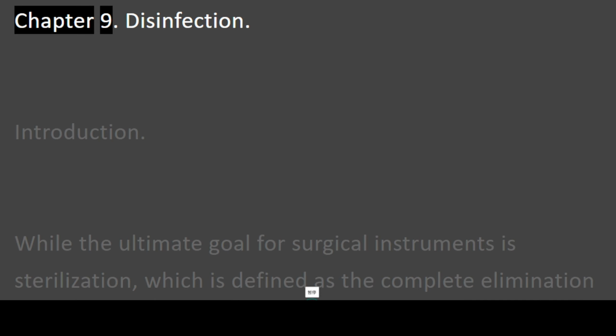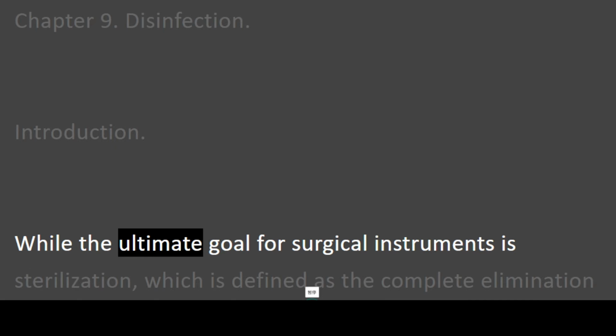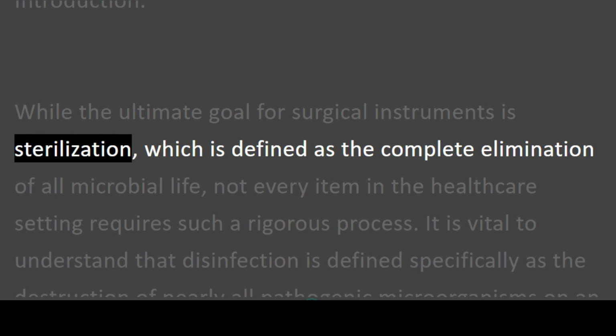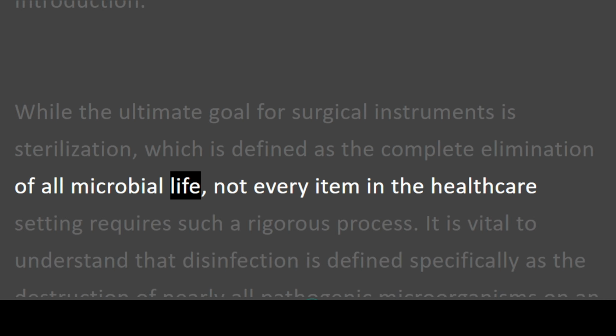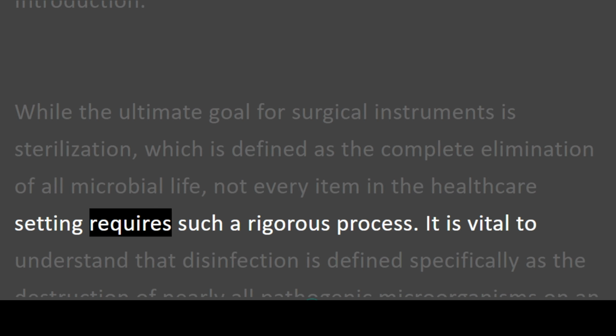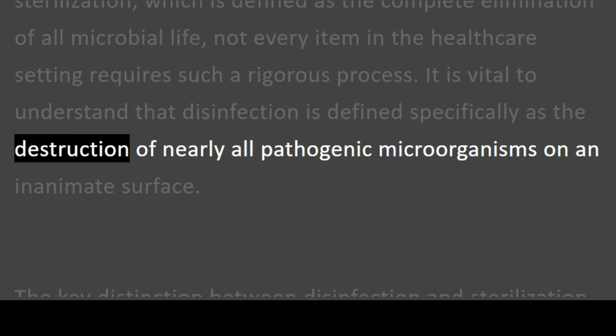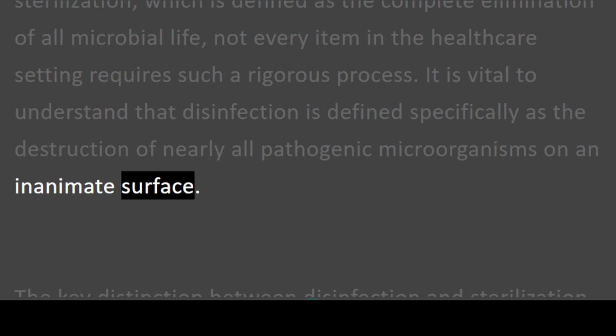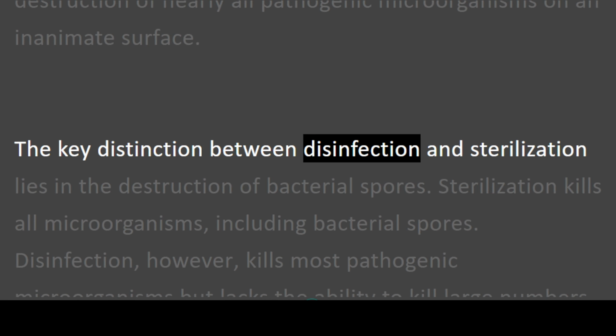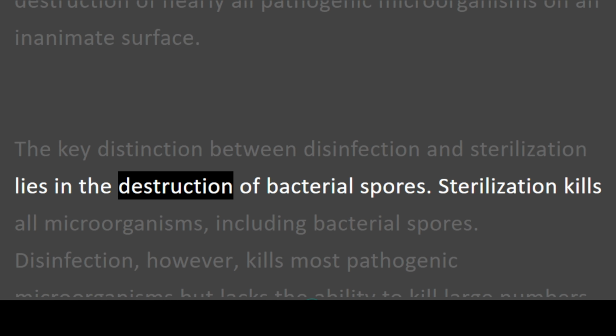Chapter 9. Disinfection. Introduction. While the ultimate goal for surgical instruments is sterilization, which is defined as the complete elimination of all microbial life, not every item in the healthcare setting requires such a rigorous process. It is vital to understand that disinfection is defined specifically as the destruction of nearly all pathogenic microorganisms on an inanimate surface. The key distinction between disinfection and sterilization lies in the destruction of bacterial spores.